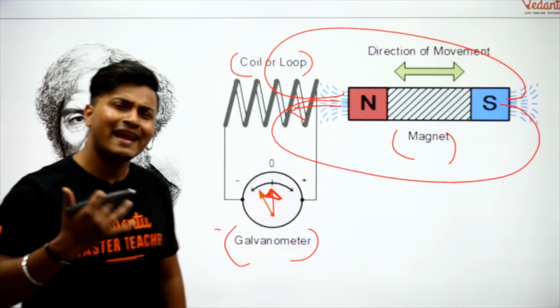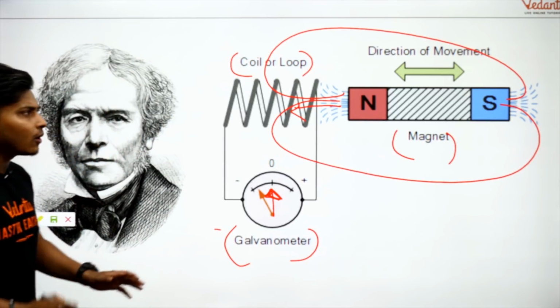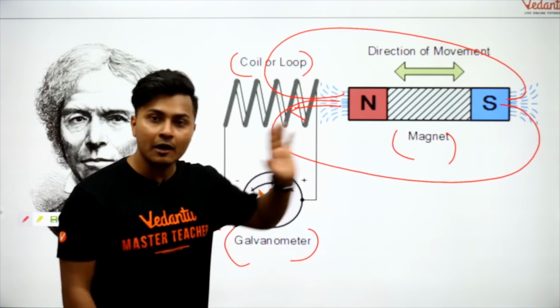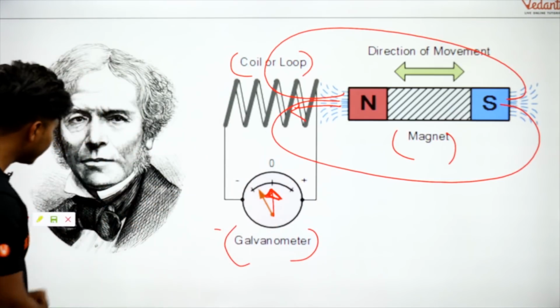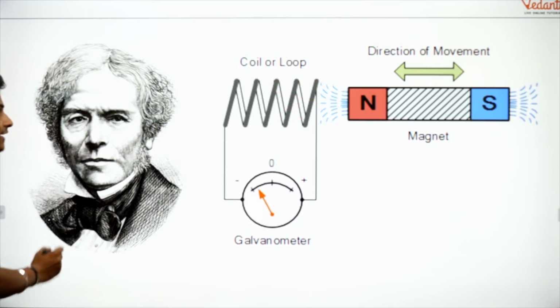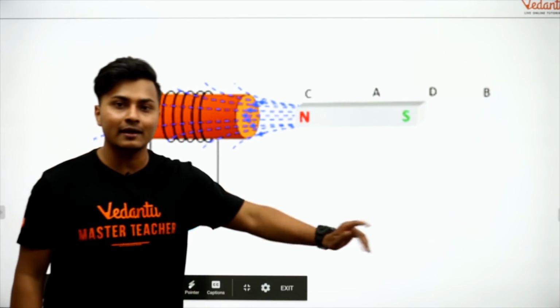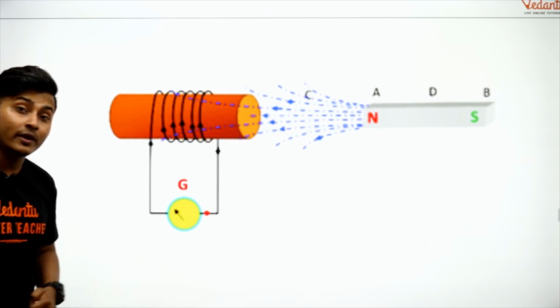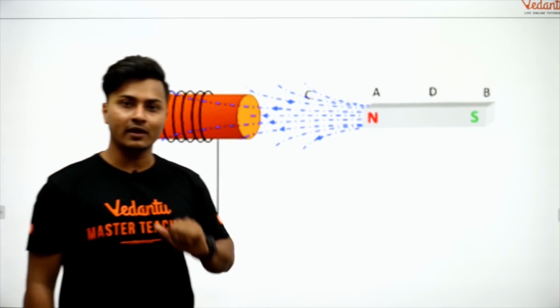So he thought, what next? My dear students, he thought, instead of keeping the magnet stationary, what would happen if I start moving the magnet? And that's what Michael Faraday did. He proceeded to move the magnet, and then he saw there is a deflection. The galvanometer started showing deflection when the magnet is moving.